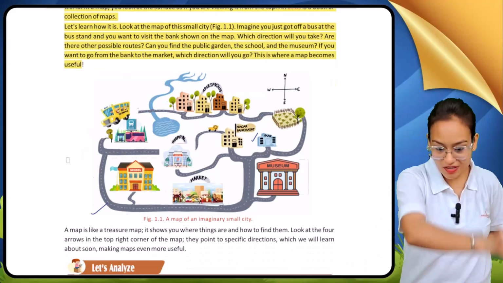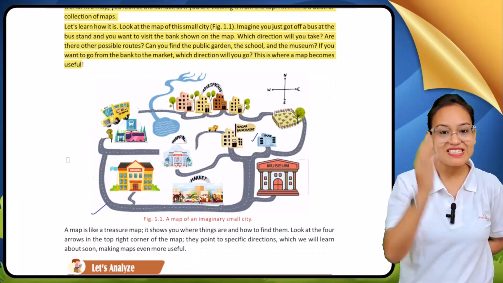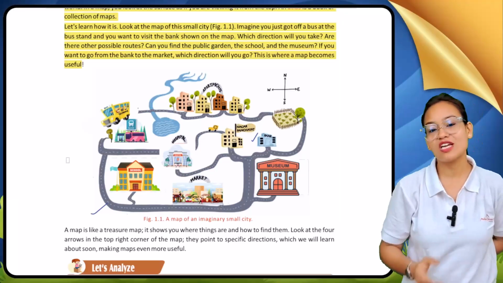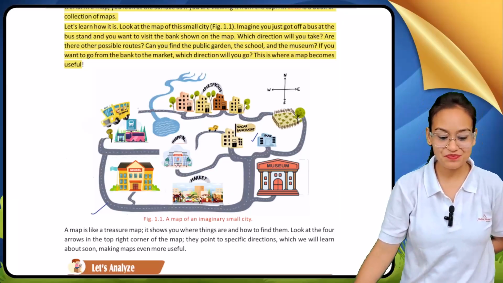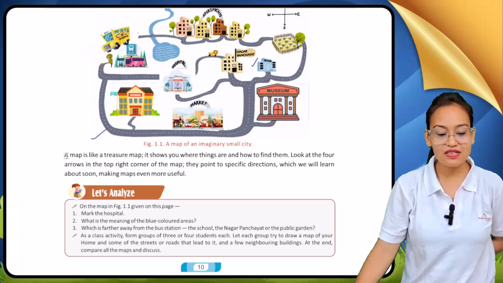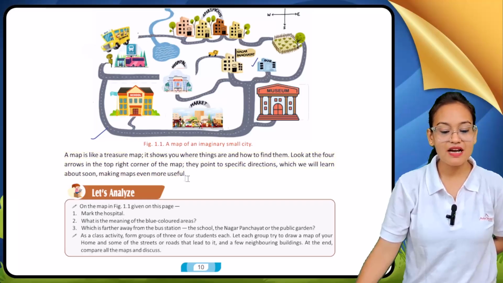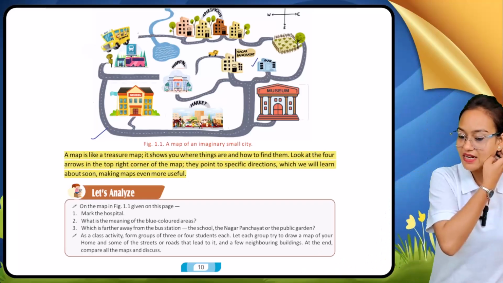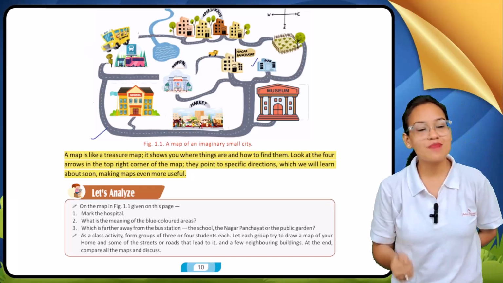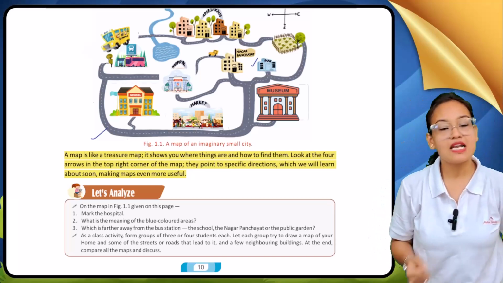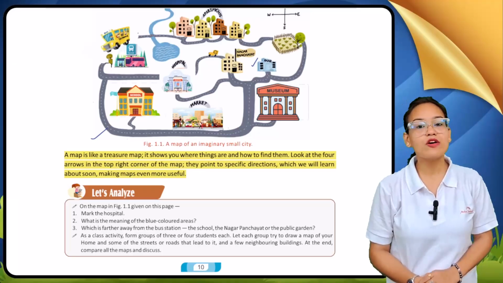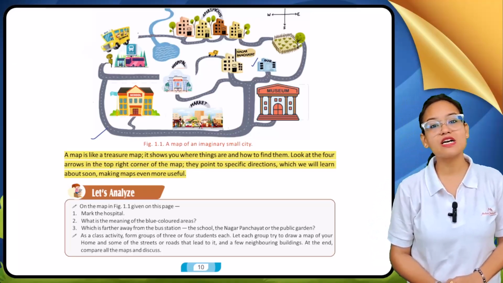So look at this picture carefully and you can easily understand in what way we can use our maps. Now a map is a treasure. It shows you where things are and how to find them. See, actually a map is a treasure for us, like an old treasure, because through maps we can easily find out the directions where we want to go.